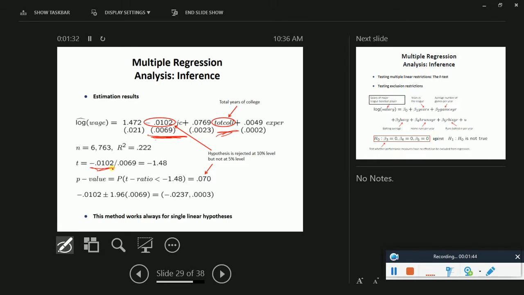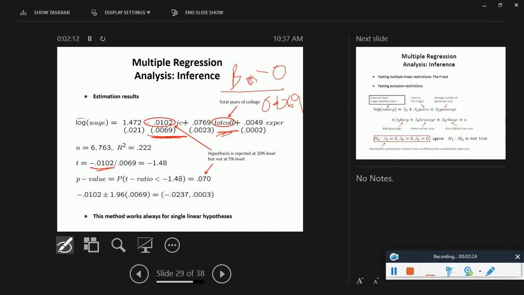So that's the null. When they construct the T stat, it's always the coefficient minus the null. So here the coefficient is beta, minus the null, which is 0, no effect, and it should be divided by the standard error of that coefficient, right? In this case, for JC, the junior college, the coefficient is 0.0102, divided by the standard error 0.0069. So they got a T value of 1.48, right?